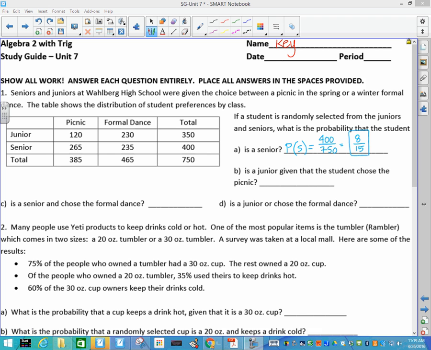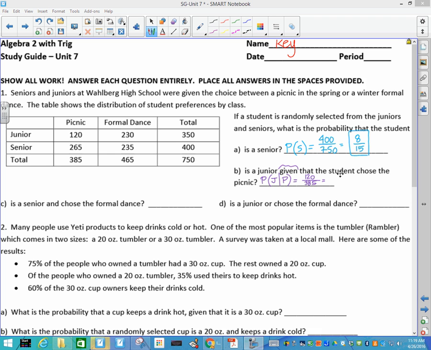All right, moving along. Probability that is a junior given the student chose the picnic. So a junior given the student chose the picnic. Because I have the word given in here, it changes my denominator. So my denominator is that total number that wanted the picnic, and that would be 385. And when you have a given, that means now I'm only looking at these numbers. So out of a total of 385, how many of them are juniors? And that would be 120.